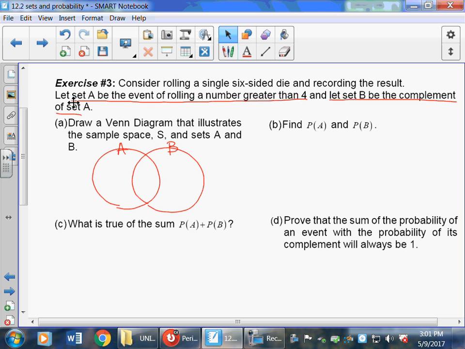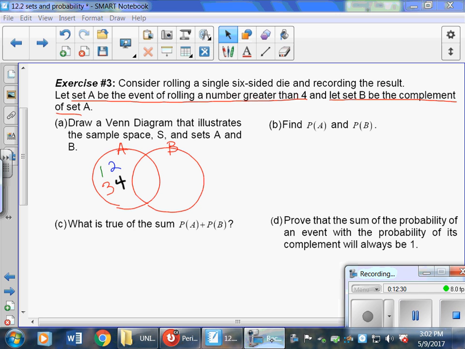So we know that we have 1, 2, 3, and 4. And then set B is going to be the complement of set A. So B is going to be... I'm sorry, I'm totally messing this up.